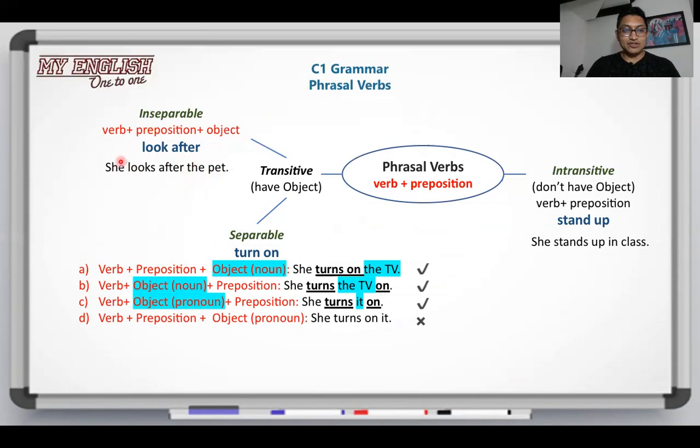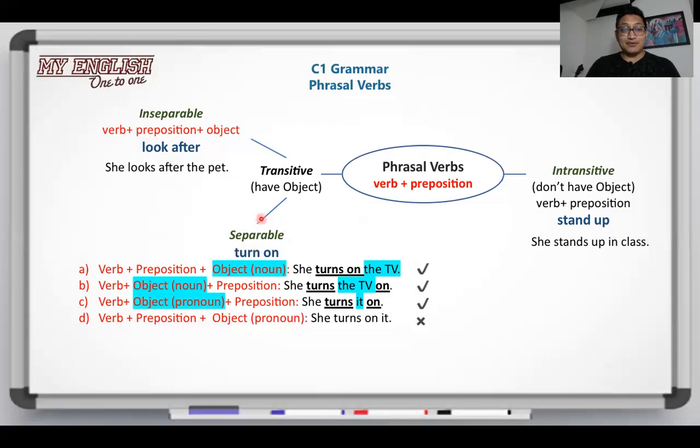For example, she looks after the pet, but you can never separate look from after. You cannot separate this verb from this preposition. These two elements always have to be together. They have to remain together.